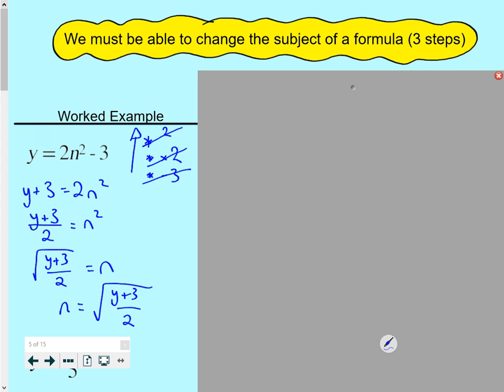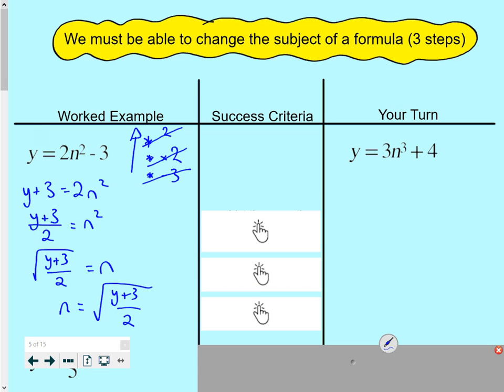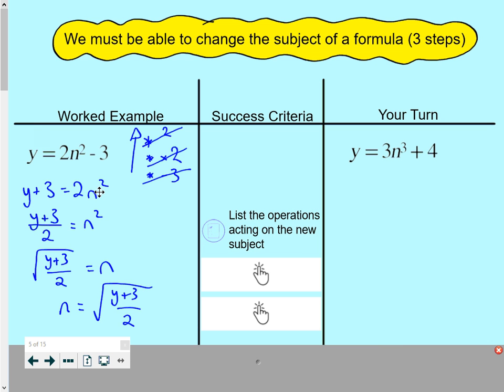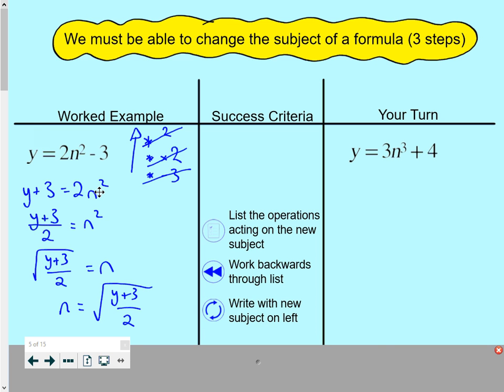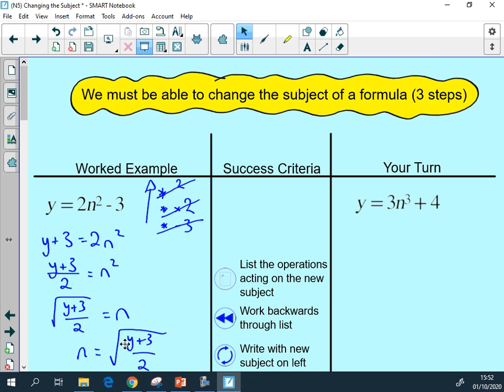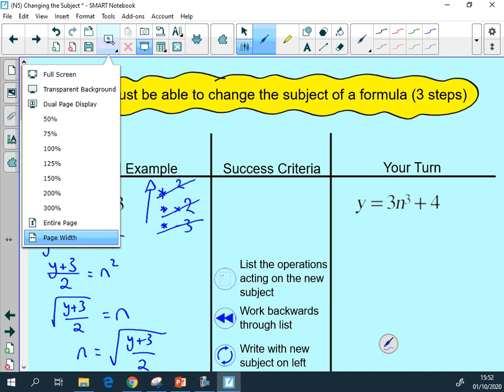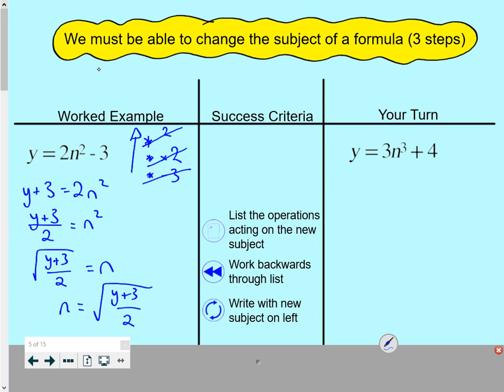Now the best way to maximize your time spent watching this video is to have a pen and paper ready, or a pencil and paper ready. You can do it in your jotter if you want, but try the ones on the right-hand side. Every time that you're doing these, you need to make sure that you're listing these operations, you're working backwards through that list, and that you're writing it with the new subject on the left-hand side. So can you take a minute, pause the video, and then try the one on the right-hand side, then press play to see how you get on.